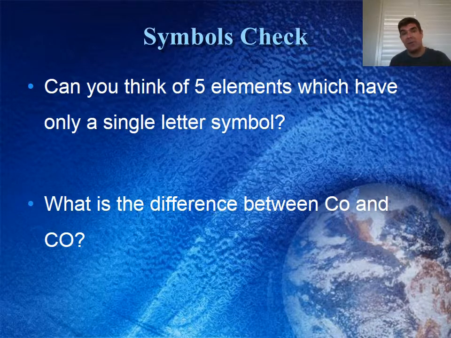So, a couple of questions for you to have a look at. Can you think of 5 elements which have only a single letter symbol? And can you identify the difference between capital C small o and capital C capital O?